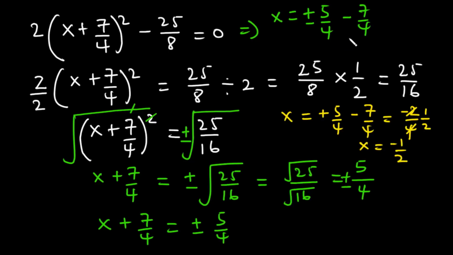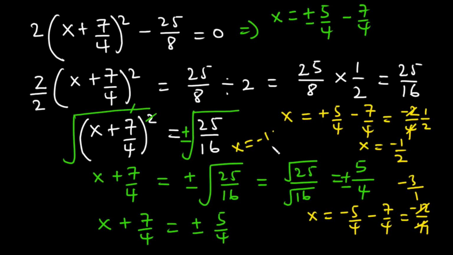Now for the second value of x, we are going to have x is equal to negative 5 divided by 4 minus 7 divided by 4. Negative 5 minus 7 is negative 12. So you have negative 12 over 4. 4 goes into negative 12 negative 3 times, and then 4 goes into itself once. So you have negative 3 over 1, which is equal to negative 3. So the roots for this quadratic equation are x is equal to negative 1 over 2, and then x is equal to negative 3.